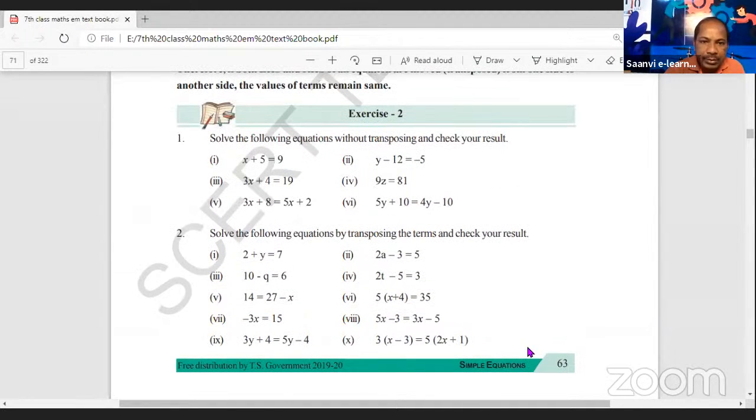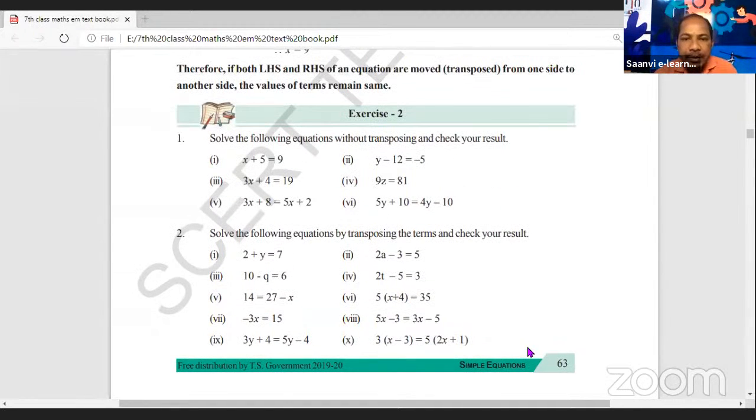All of you see the textbook exercise 2. Yesterday we completed the first bit, the problems without transposing method. I have given some problems as homework. Have you all done your homework? Okay, children, very good. Now the second bit, so all of you listen carefully. This second bit is very, very important. In your higher classes, this method is very important. So all of you listen carefully.